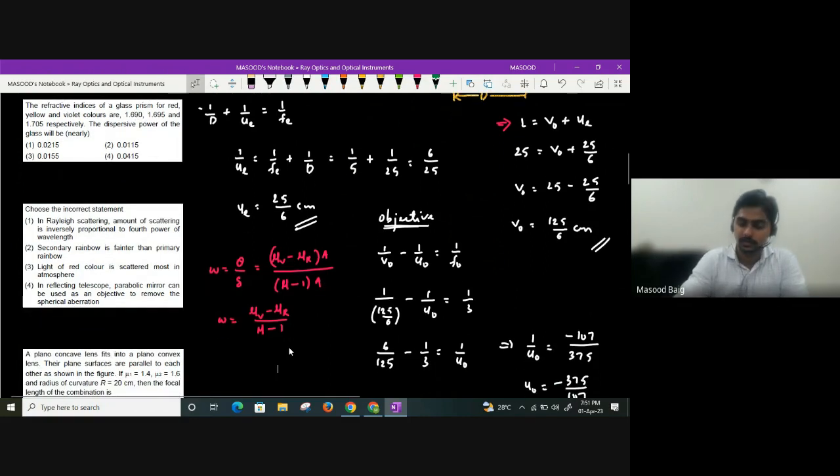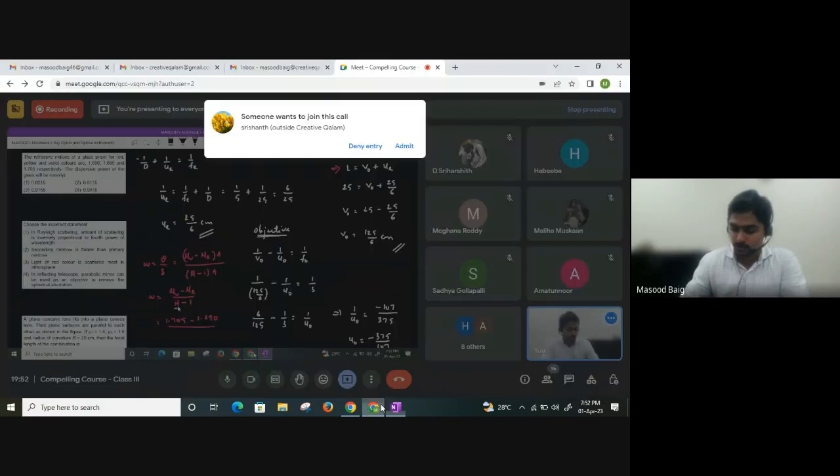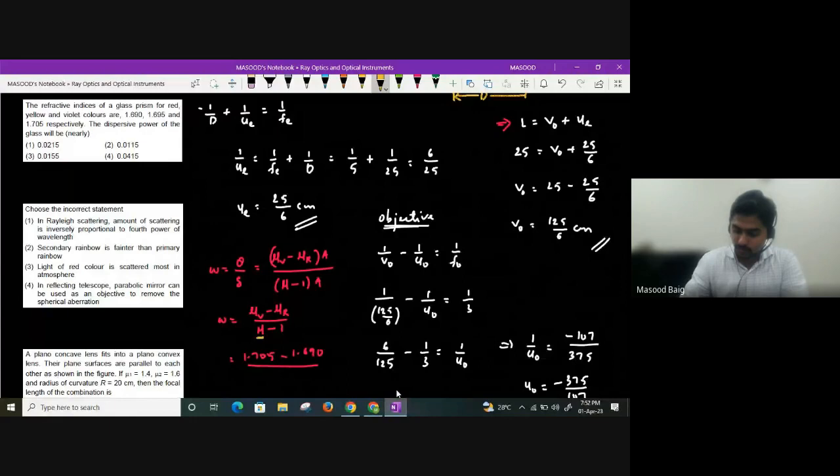So what are the refractive indices given for us? For red light it is 1.690. For violet light it is 1.705. So directly I can write (1.705 minus 1.690) divided by mu. Mu is the mean refractive index, and as I said yesterday, it can be taken as the refractive index of yellow light also. You can take it as the refractive index of yellow light. So what will I get here? I'll get it as 1.695 minus 1, guys.